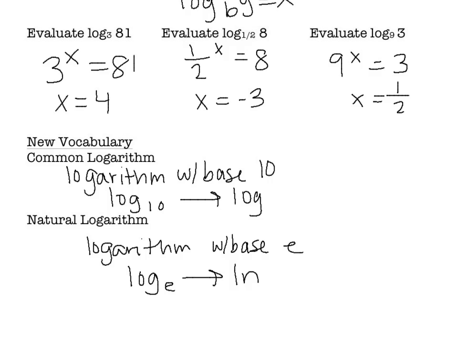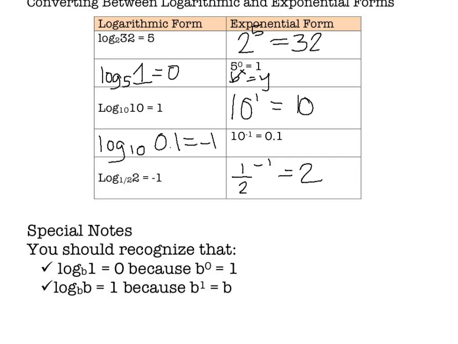Back to that example with the table though, I want to highlight a couple of things. These two, you would not normally see that written with the base 10 in there. Both of those would just say log. So log 10 equals 1. Log 1/10 equals -1.